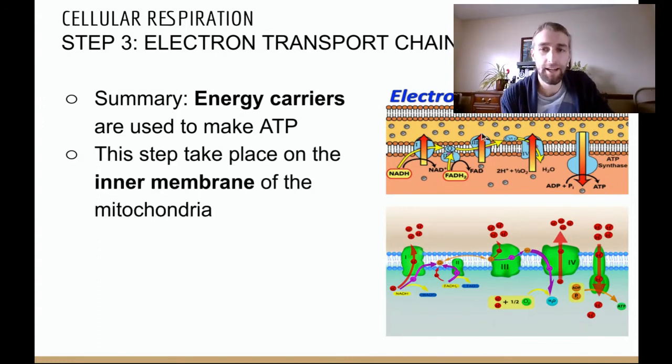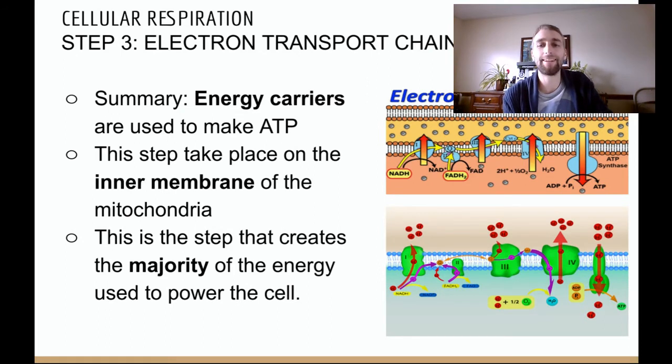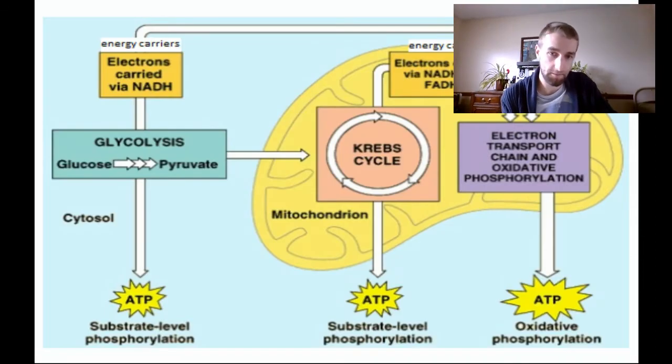This happens kind of between the membranes of the mitochondria. So this is the inner membrane. This is the space between the two membranes. Here's the outside membrane. So it's happening across that inner membrane. And this is important because this is where we get most of the energy from the whole process. We get a little from step 1, a little from step 2. Step 3, ETC, is what it's all about.